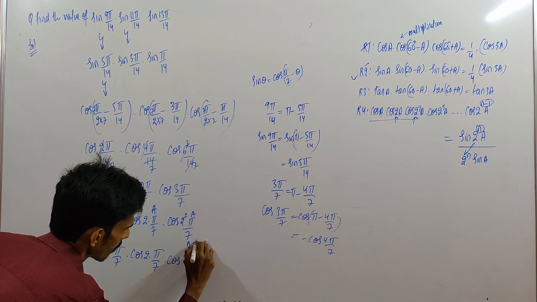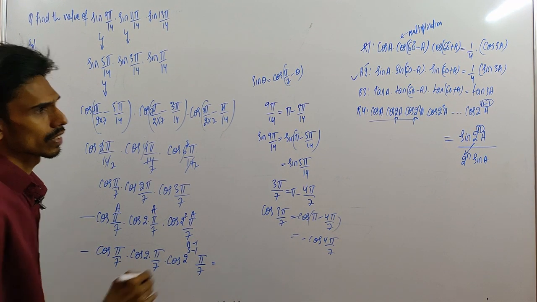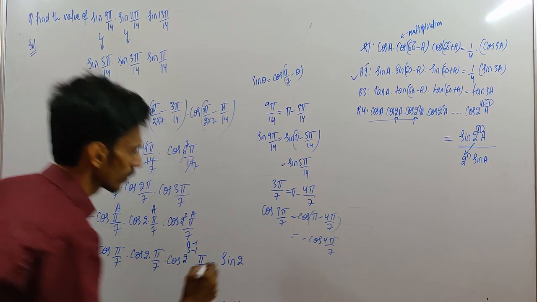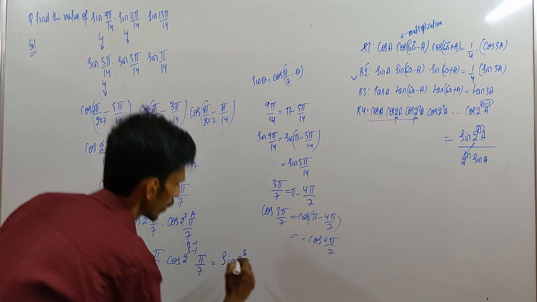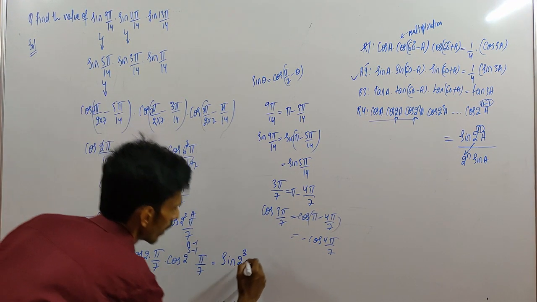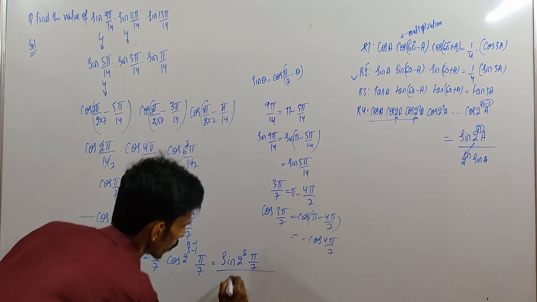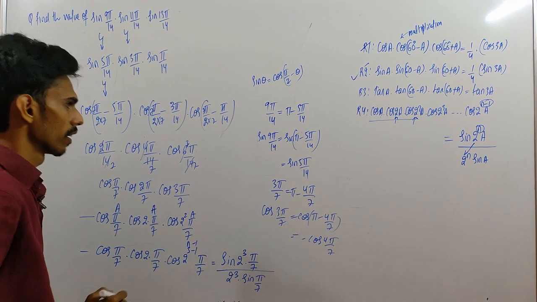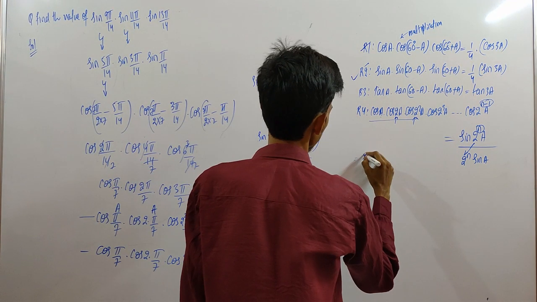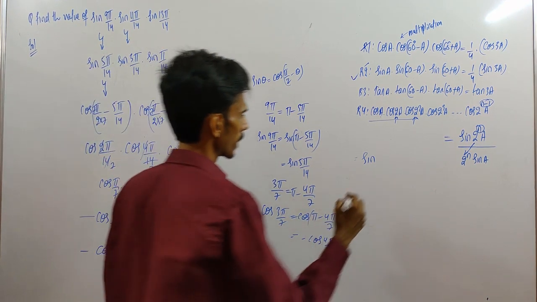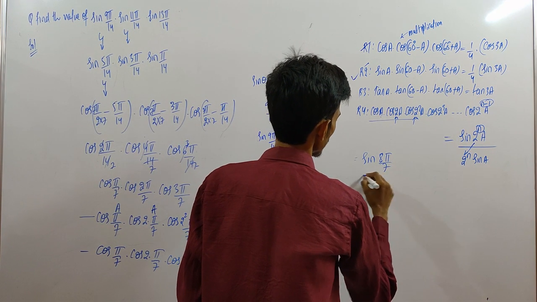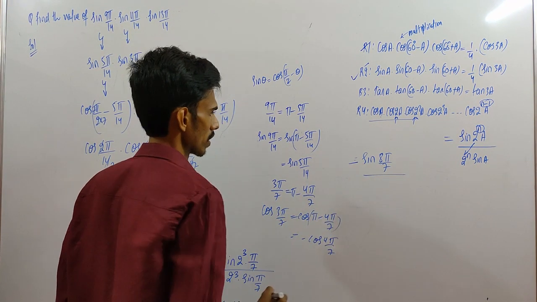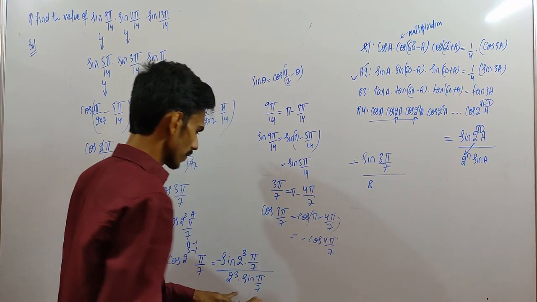Now this is in the form of n minus 1. That can be written as sin of 2 power n a. The n value here is 3. 2 power n into a, and the a value is pi by 7. So pi by 7 divided by 2 power 3 into sin pi by 7. Now this can be written as sin of 2 cube, value is 8, so 8 pi by 7, divided by, here we have a minus sign. So minus, 2 cube value is 8, sin pi by 7.